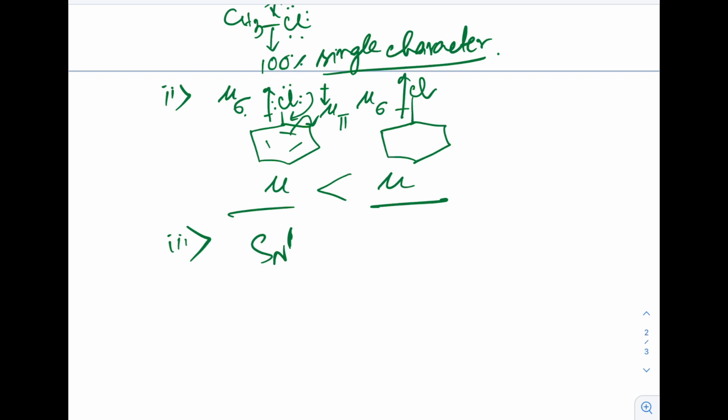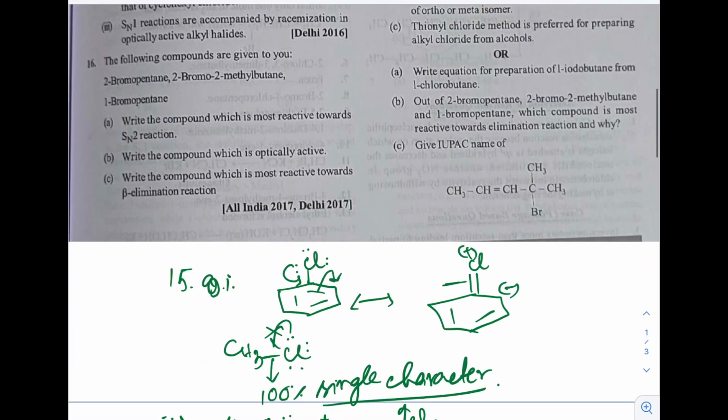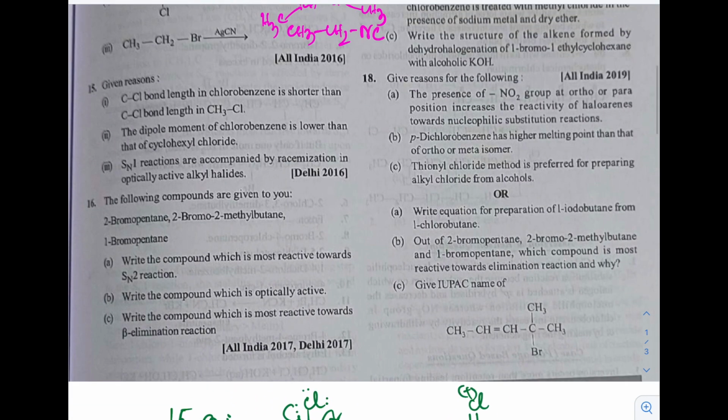So here the nucleophile attacks the carbocation from two sides, and as a result racemization takes place. So 15.3 is done.